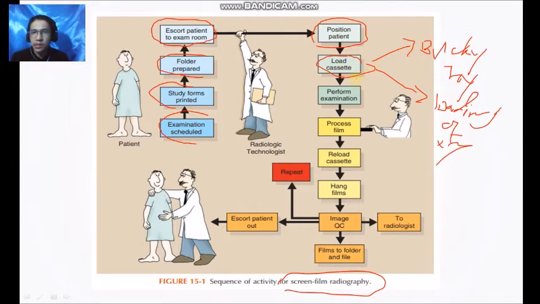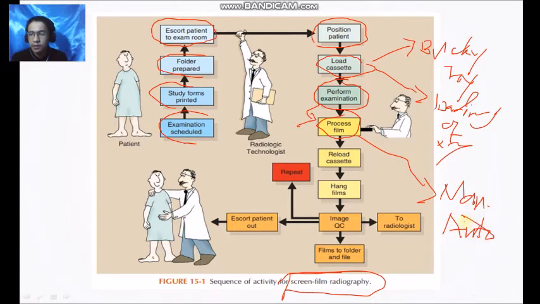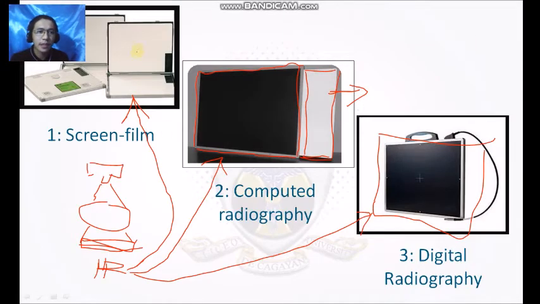Once the cassette is ready, we can perform the examination if the position of the patient is already correct. Right after the procedure is done, we can process the film, since we are dealing with screen film radiography. It could be either of the two: manual or automatic processing. Right after processing, the rad tech would have to reload the cassette.